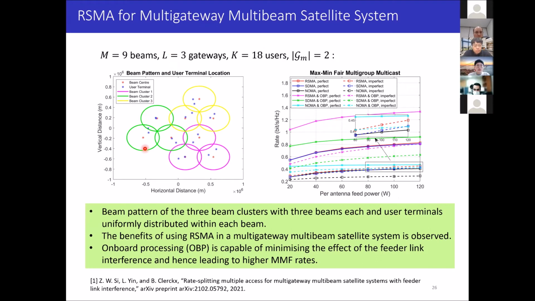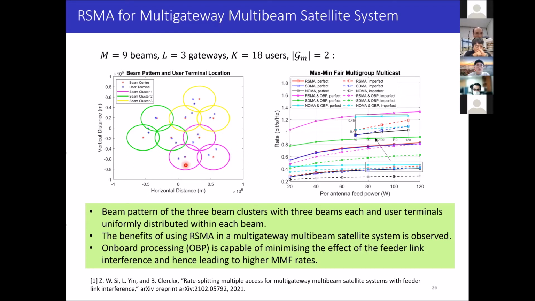So what that means is you have 3 different colors here. That means that this is actually handled by 1 gateway. This is another gateway. And the pink one is another gateway. So each gateway will perform its own rate splitting for all the users belonging to all the beams served by that gateway. And then we're going to have another rate splitting for the yellow gateway, and another rate splitting for the pink gateway.